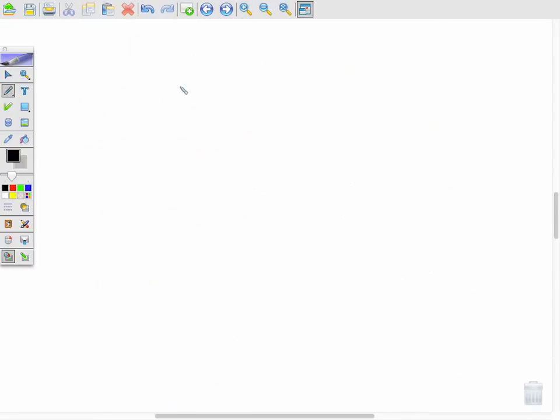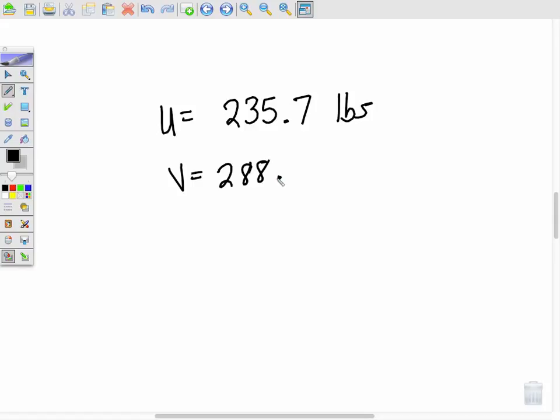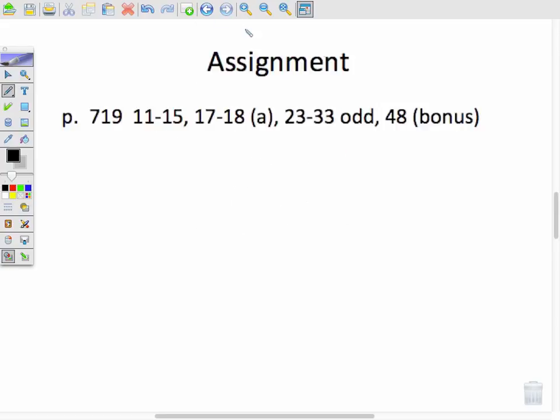And your solution is u is equal to 235.7 pounds, v equals 288.7 pounds, and z equals 408.2 pounds. And there you have it. So those are each of the 3 ropes and the tension. Here's your assignment for this section.